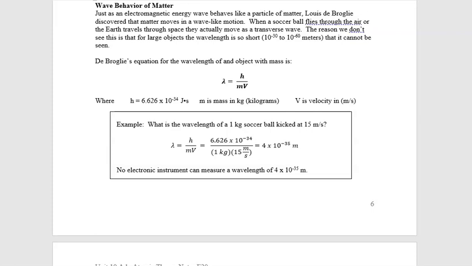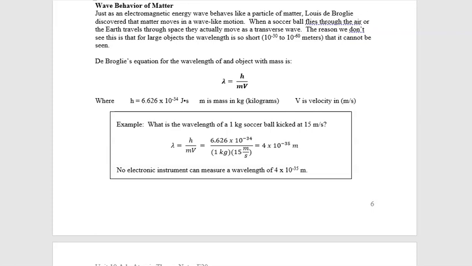What is the wavelength of a 1 kilogram soccer ball kicked at 15 meters per second? So there you have the formula. h is Planck's constant, 6.626 times 10 to the negative 34th. The mass is 1 kilogram. Be sure it's in kilograms, it can't be in grams. Usually physics equations require that things be expressed in kilograms. And then the velocity is 15 meters per second.